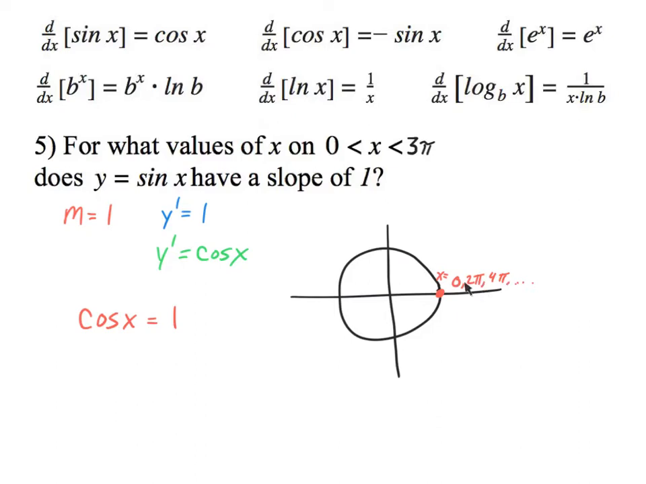So it's these values. Which of these values is in this interval? Now 0 is not, because 0 is on the edge of the interval. So the only one in here would be the 2 pi here. So my answer for this problem would be when x equals 2 pi would be the only value for when the slope of sine x is 1.